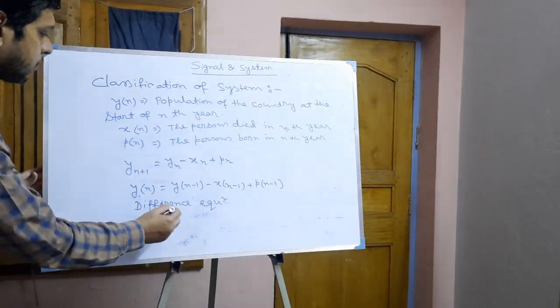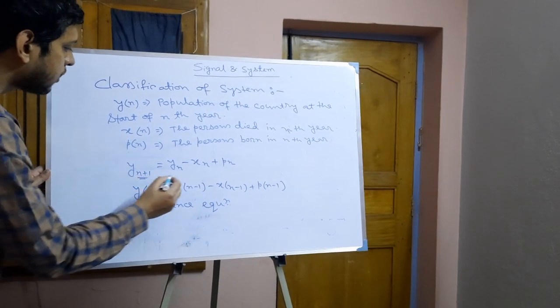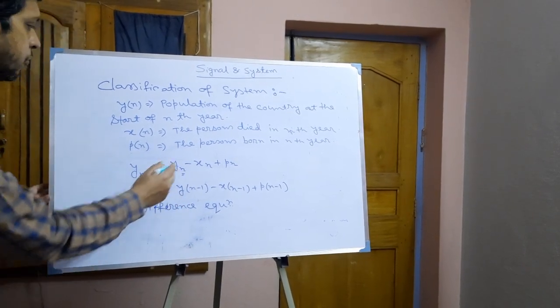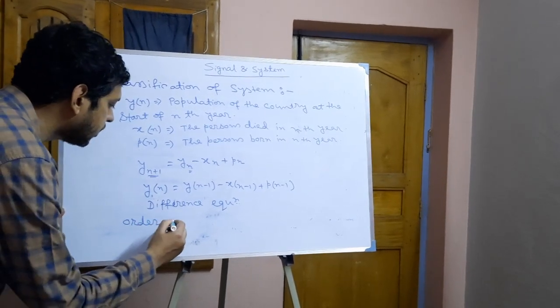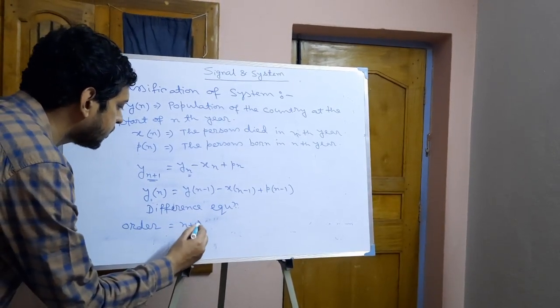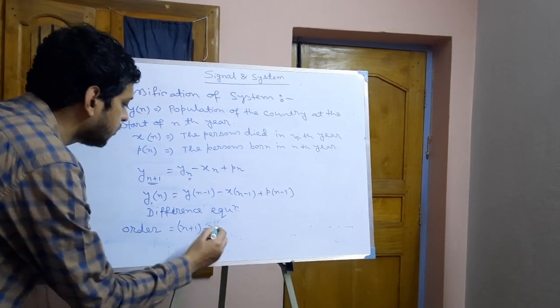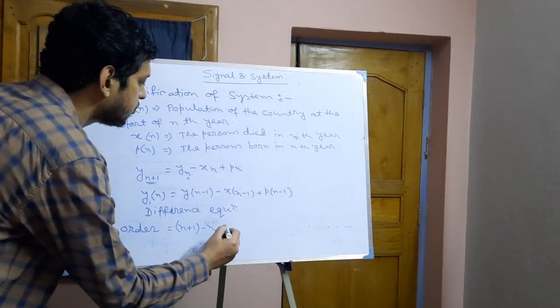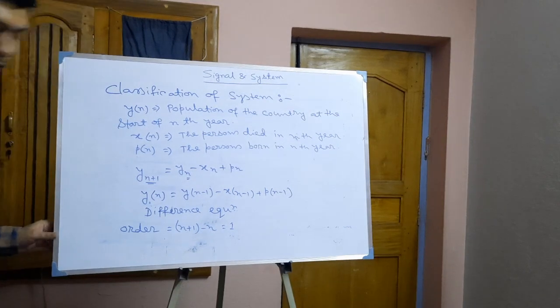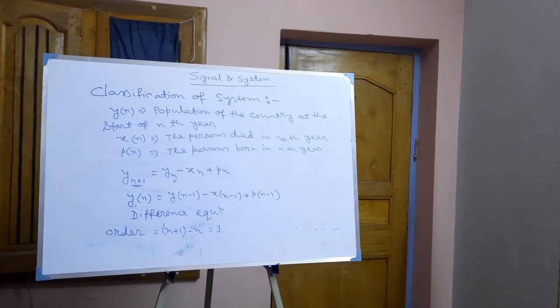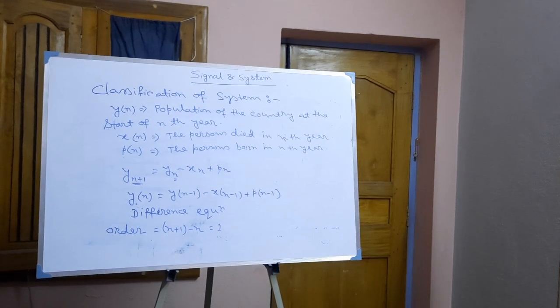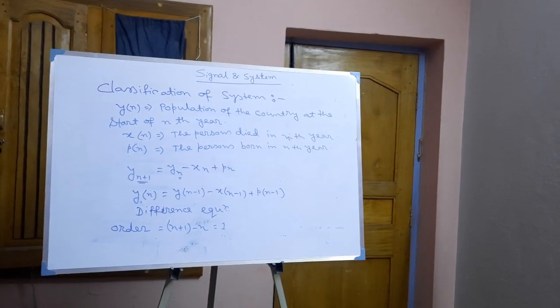The order of the difference equation is the difference between the highest and lowest index. That is, here the highest index is n plus 1 and lowest index is n. So this is a first order difference equation. Okay, now in this course we will discuss about only the continuous time system.